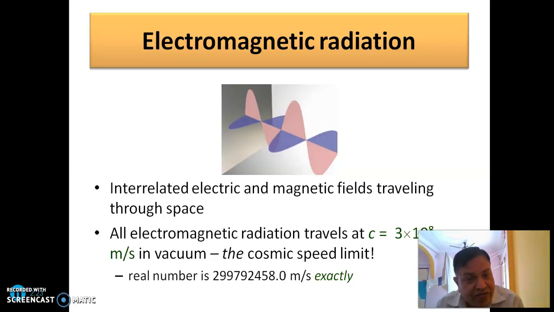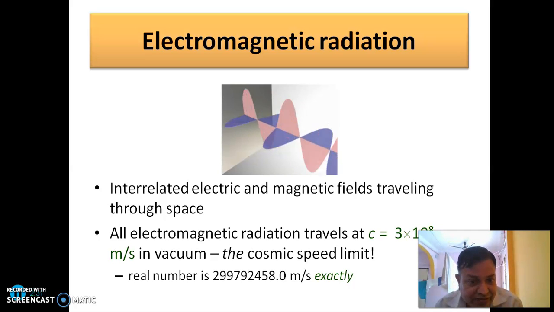And why are we saying electromagnetic radiation? Because it contains an electric field as well as a magnetic field, and it travels in a vacuum with the speed of 3 × 10^8 meters per second.